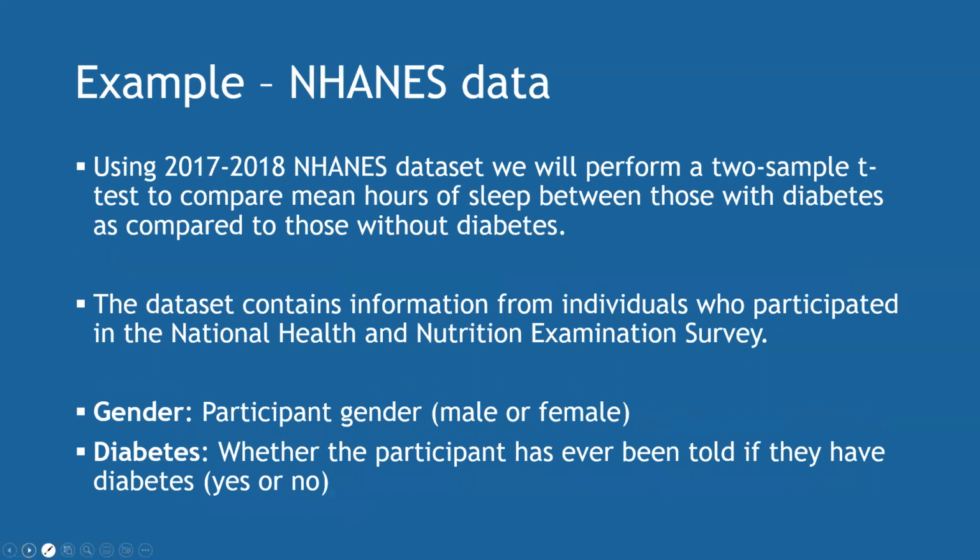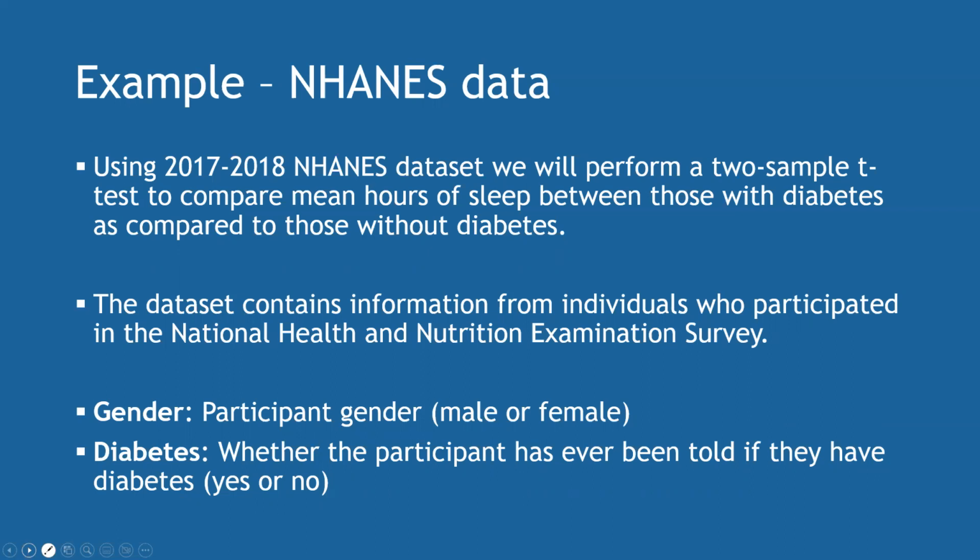All right, well, that may still be sounding a little abstract. So let's look at an example using NHANES data. This is the example that we're going to have R help us conduct a chi-square test. The NHANES data is a data set that contains information from individuals who participated in the National Health and Nutrition Examination Survey.